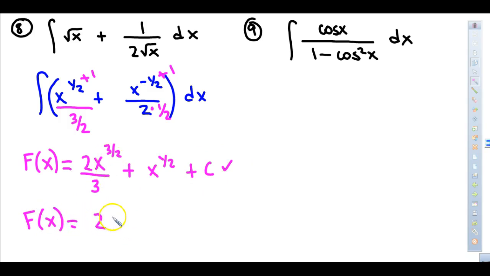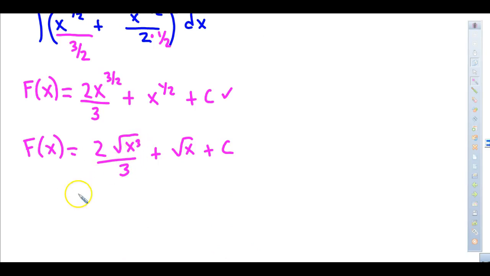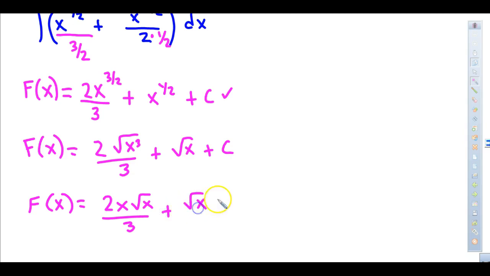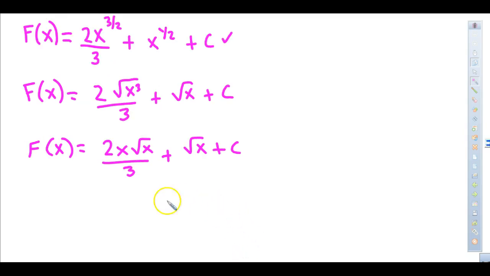You may see it written as 2 times the cube root of, I'm sorry, not cube root, square root. Square root of x cubed all over 3 plus the square root of x plus c. And actually the square root of x cubed may even be simplified to 2x times the square root of x over 3 plus the square root of x plus c. Oh, and this is what really gets crazy. Ready? You have a common factor of square root of x.